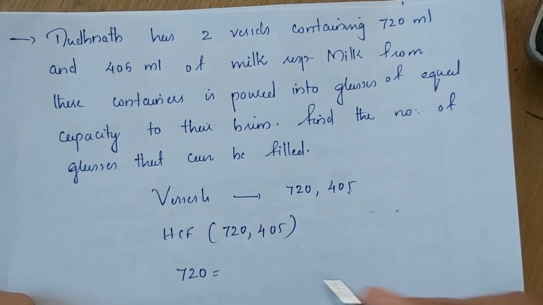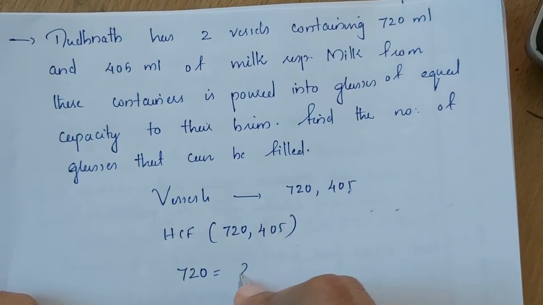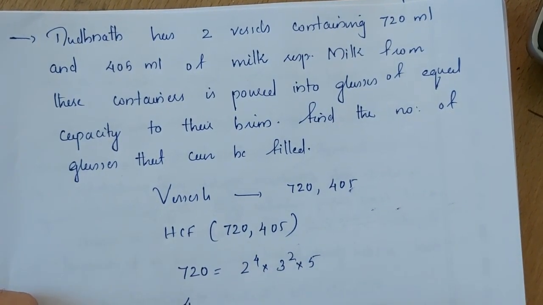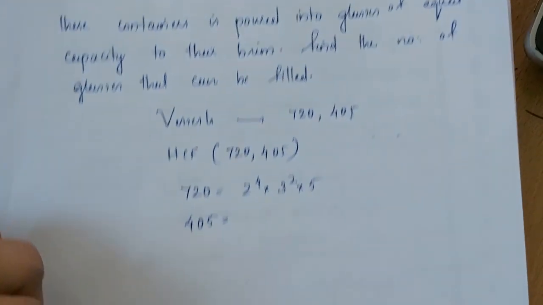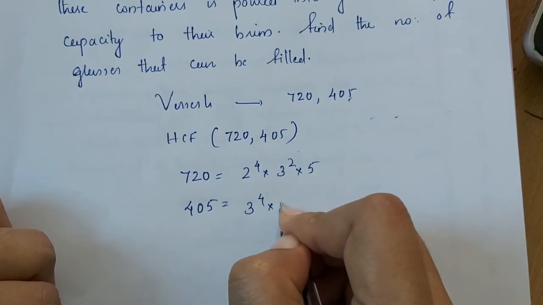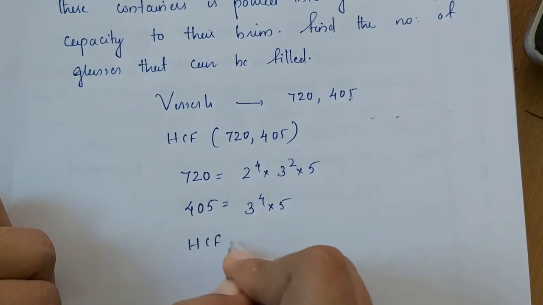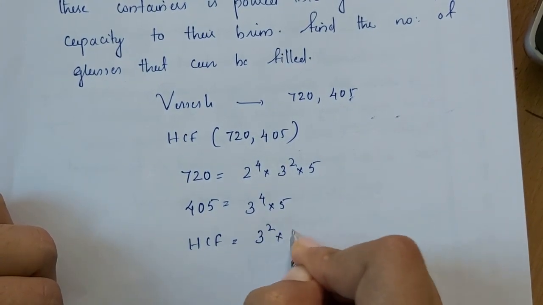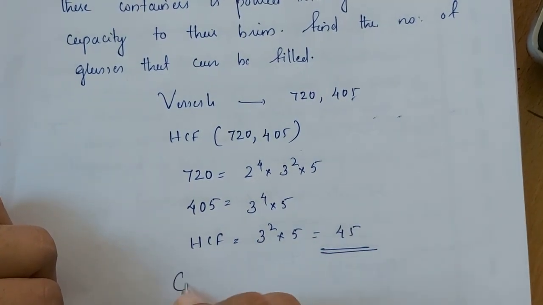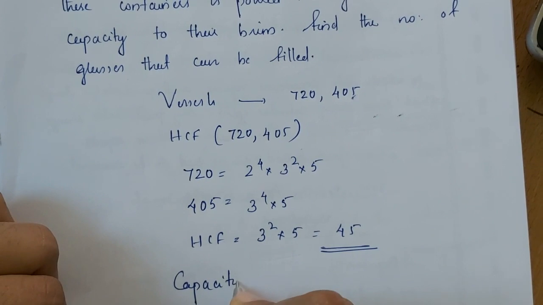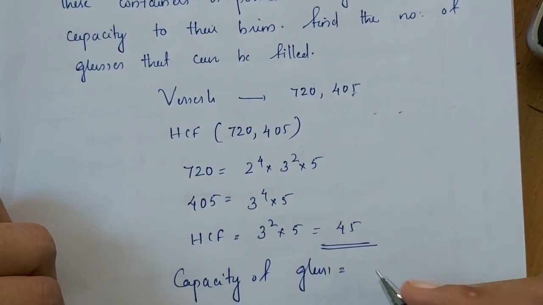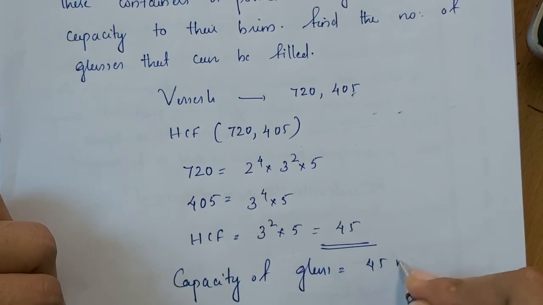720 is equal to 2 raised to 4 into 3 square into 5, and 405 is equal to 3 raised to 4 into 5. Then HCF is equal to 3 square into 5, which is equal to 45. So the capacity of the glass is equal to 45 ml.